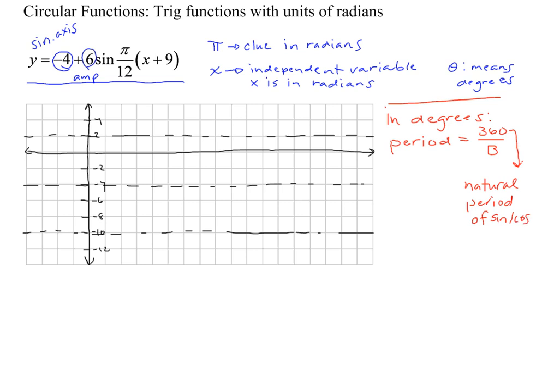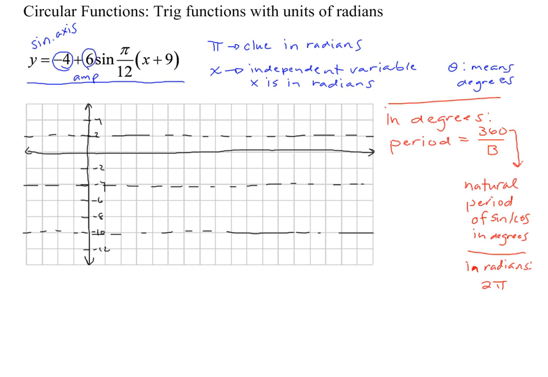Okay, so 360 was the natural period of sine and cosine, in degrees, right? But the natural period of sine and cosine in radians is 2 pi. So what was 360 divided by b about? Why did that give us the period?